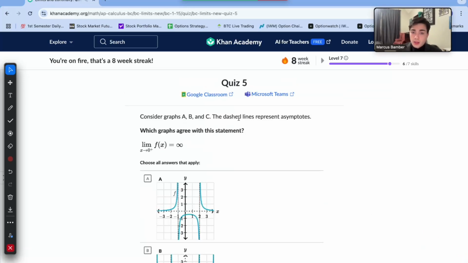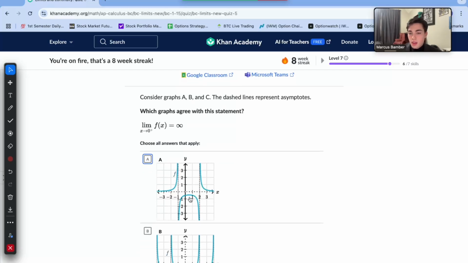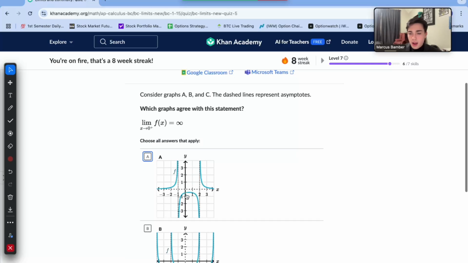Okay, the dashed lines represent asymptotes. Which of the graphs agrees with the statement? The limit of f of x as x approaches 0 from the right is equal to positive infinity. So we're going to be analyzing the x value of 0. This function is just equal to negative 0.5, so that limit is not correct.